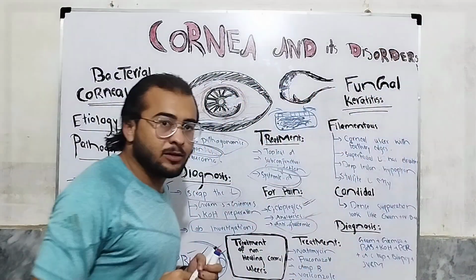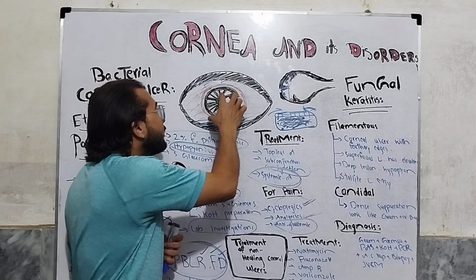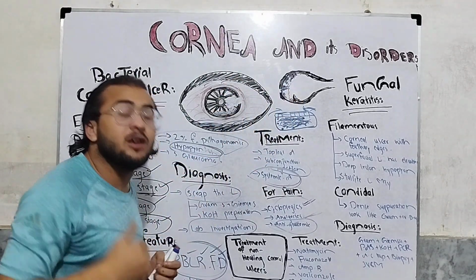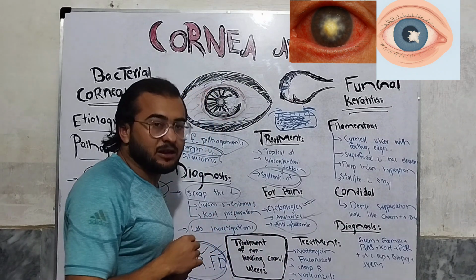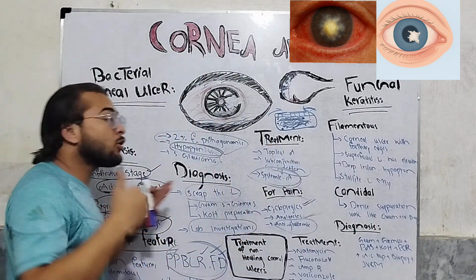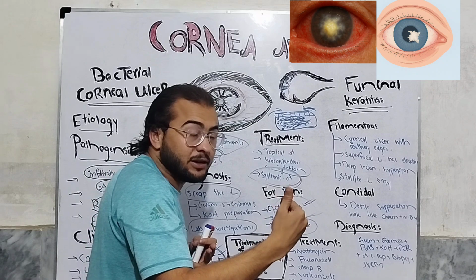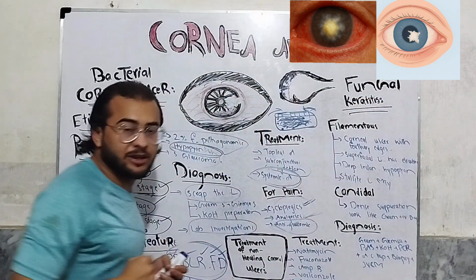Fungal keratitis. The inflammation of the cornea caused by fungi is called fungal keratitis. It is potentially a blinding condition, okay? It is more dangerous than the bacterial corneal ulcer, which is rapidly progressive. But fungal keratitis is more dangerous than the bacterial type, okay?